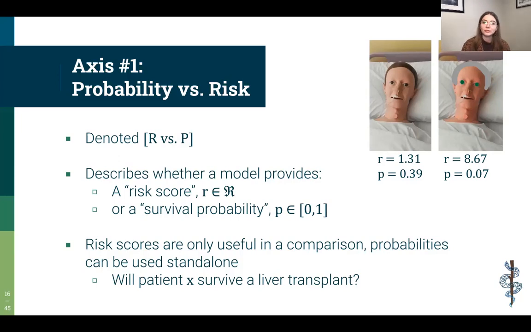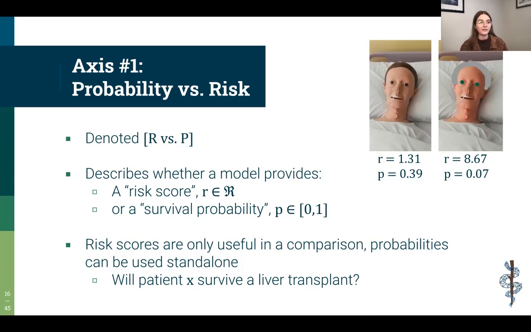So a drawback of risk scores is that they're really only useful in some kind of comparison. So, if say a risk for a patient is 8 and a risk for another patient is 1, say like Mr. Dummy over here. If you just say for patient Z, the risk is 8, that doesn't really mean anything in particular unless you have the context of the risk scores for other patients. Beyond that, though, probabilities can be used standalone.